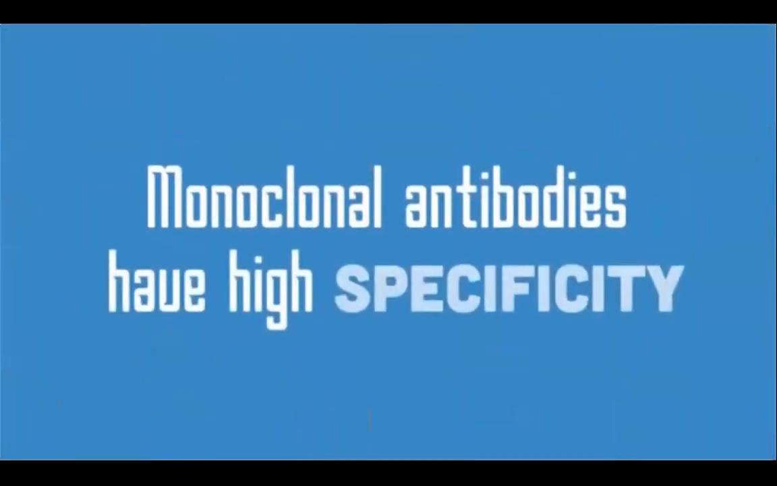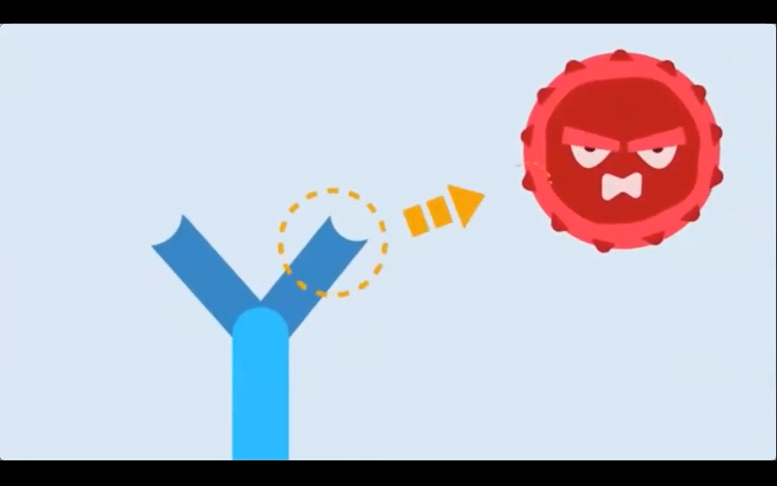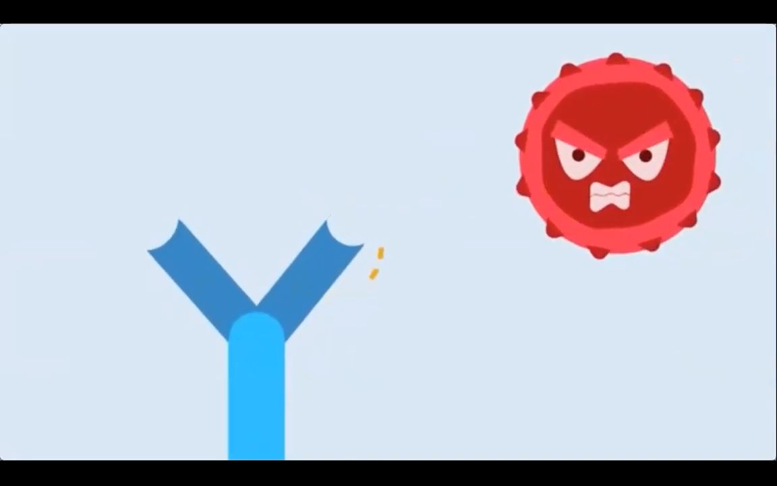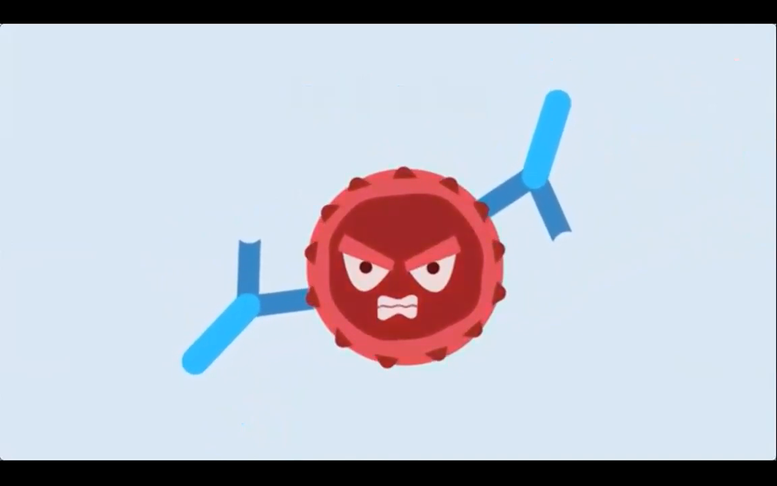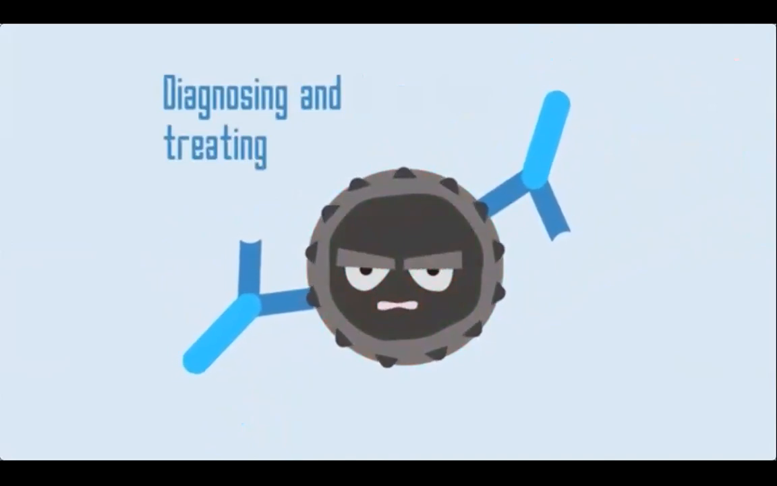Monoclonal antibodies have a high specificity, which means they can recognize and bind to a single antigen binding site. This means they are targeted to a specific antigen and is a key trait that makes them useful in diagnosing and treating diseases. So how are they produced?